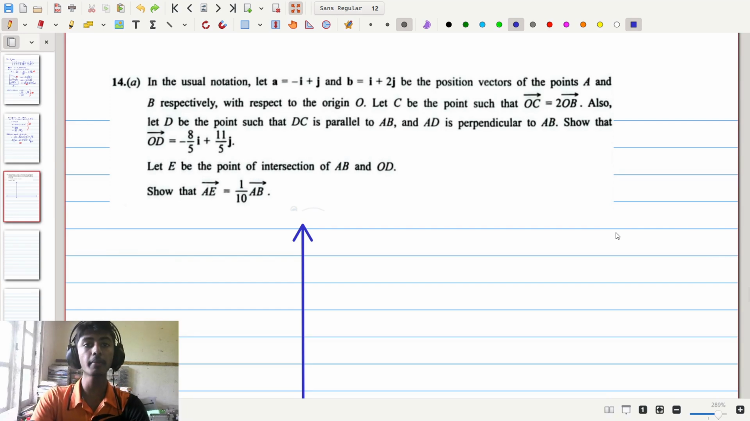2025 A-Level Combined Mathematics Paper 2 Part B, question number 14, Part A. Part B of the same question will be discussed in a future video, link in the top right. Part A of this question has to do with vectors and vector geometry.